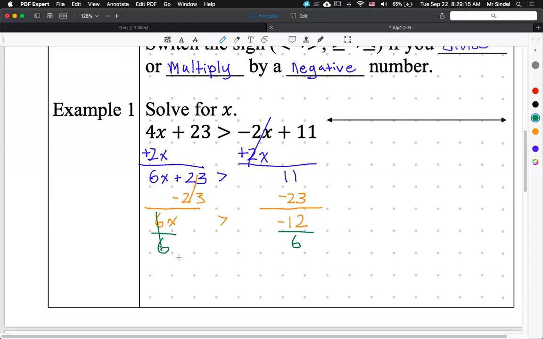Can you go ahead and read the inequality now? X is greater than 2. Yeah, okay. Alden? Isn't it negative 2? Why is it negative 2? Because it's a negative 12. If you divide negative 12 by 6, negative 2. Ah, yes, it is a negative 2. Yeah, thank you for fixing that.